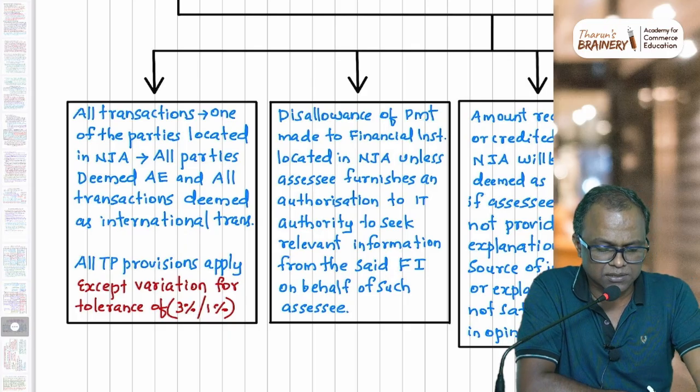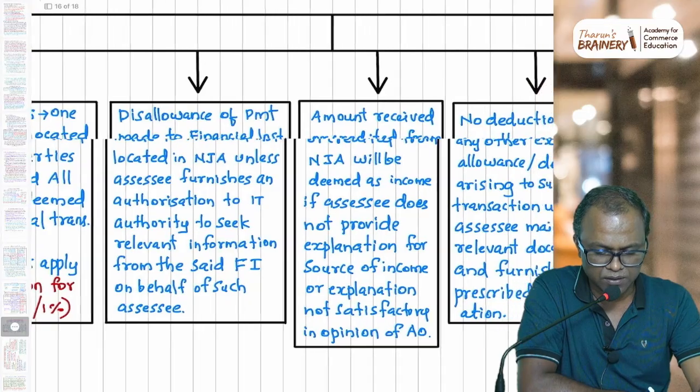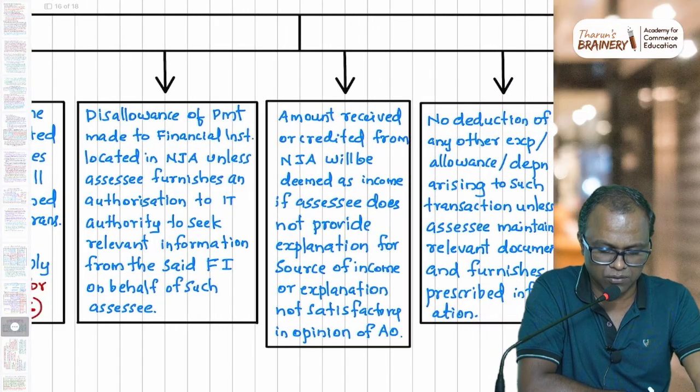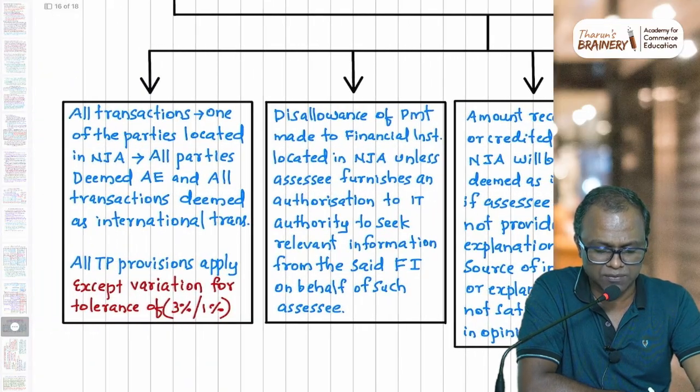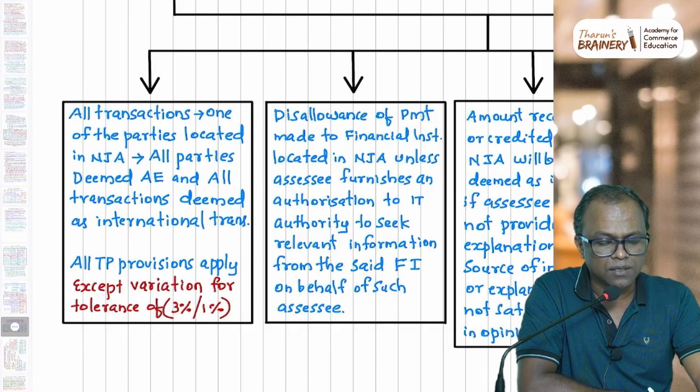So all transactions where one of the parties is located in NJA will be deemed to be AE, and all transactions deemed to be international transactions, and all TP provisions will apply except the variation. And next, the second consequence. All the transfer pricing provisions will apply, which means you have to prepare documents, find out the ALP, make the variation, repatriate the money, secondary adjustment, primary adjustment, books, documents, penalty, everything will apply, even Form No. 3CEB, everything.